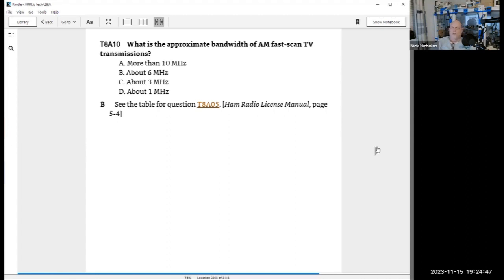What is the approximate bandwidth of an AM fast scan TV transmission? And it's restricted to the same thing as AM, and that is B, 6 megahertz. What is the approximate bandwidth required to transmit a CW signal? Well, a signal on CW will transmit normally quite well on 150 hertz, not kilohertz, hertz. It's pretty darn narrow and very efficient.